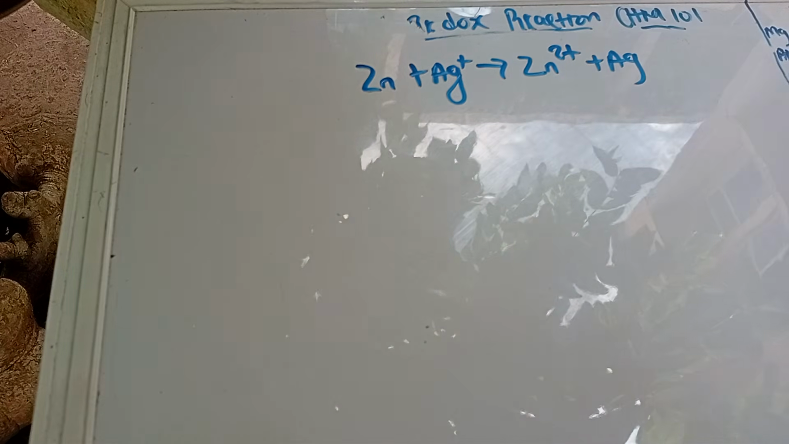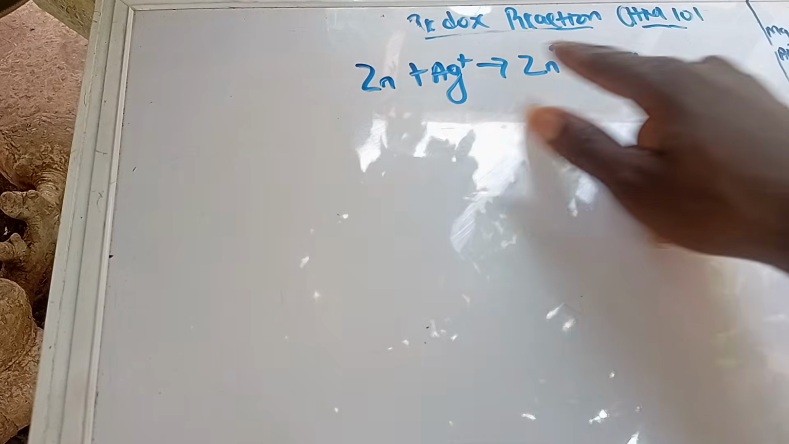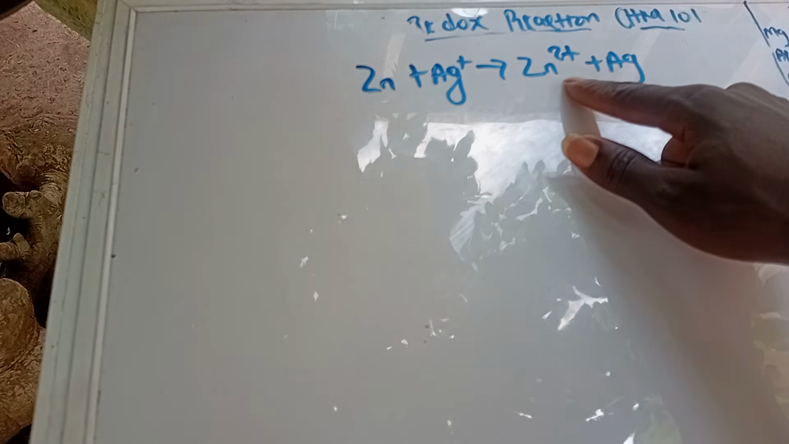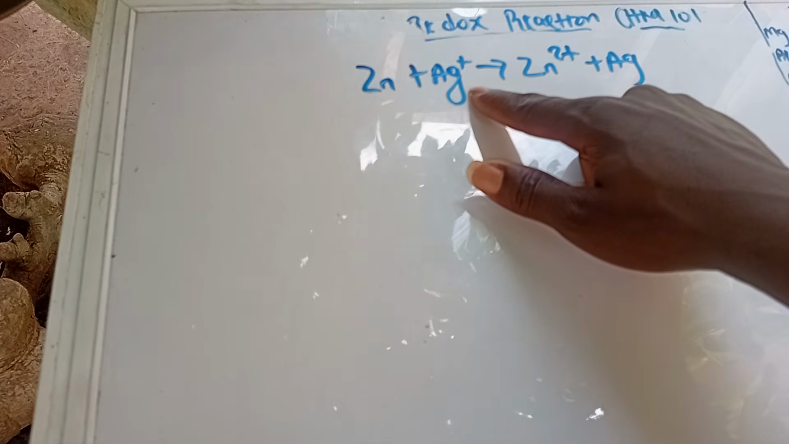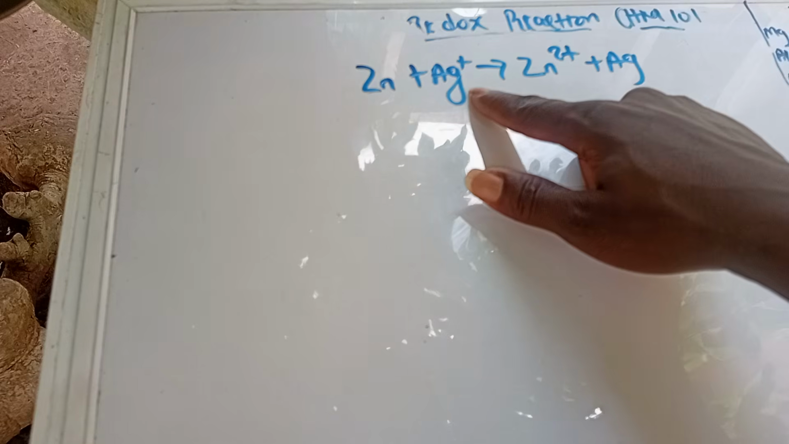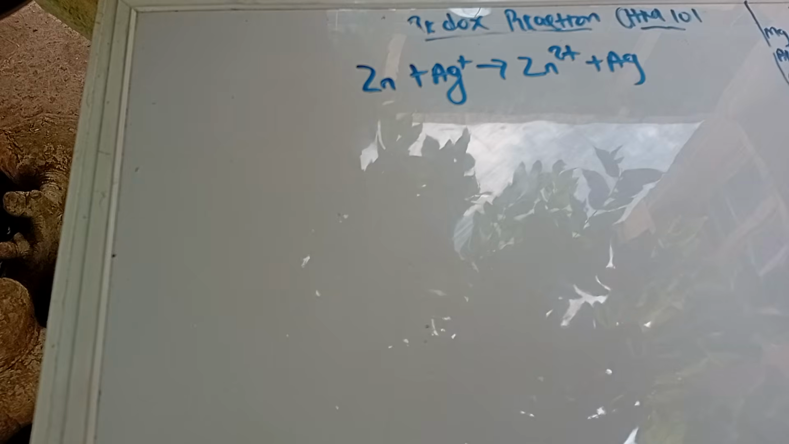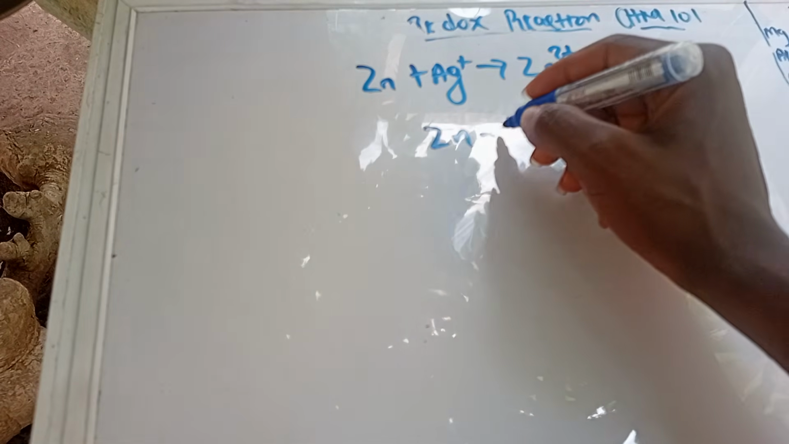Now we check the charge of zinc. Here it is 0, here it is 2+. That means zinc increases in oxidation number. That's oxidation. If you check silver, Ag, here it is reduced. So silver undergoes reduction, while zinc undergoes what? Oxidation. So zinc oxidation is loss of electrons.